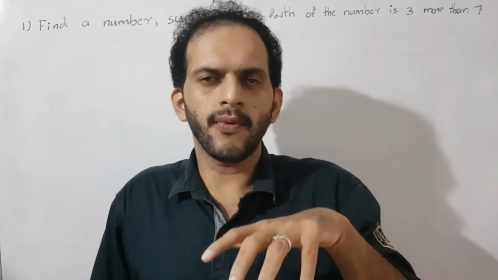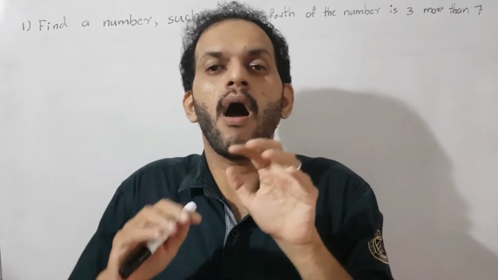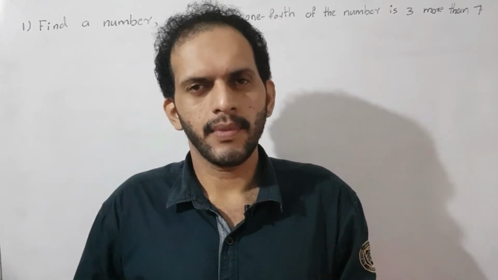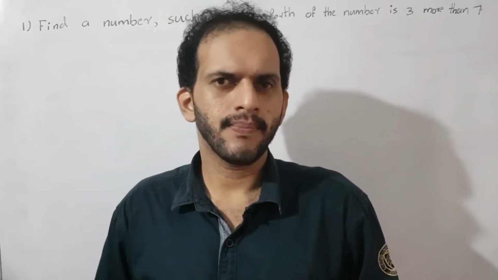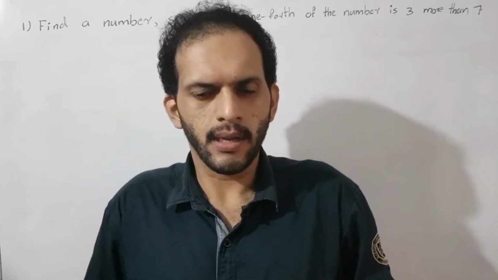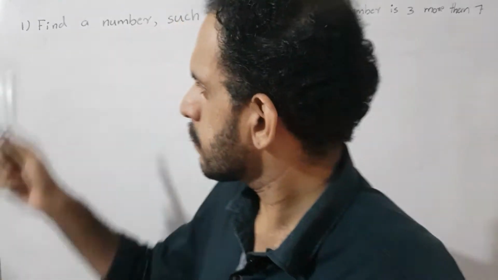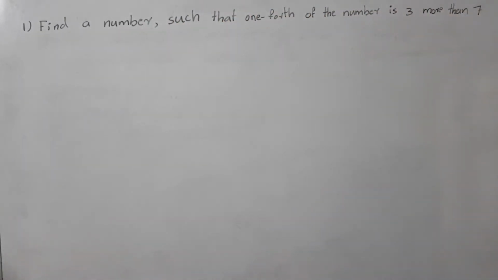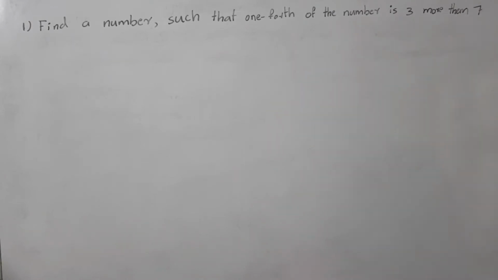Here we are discussing the idea to form the equations and after how to solve them. Okay, we know how to create the equation based on the statements, and if we get the equation, then how to solve them. Correct. Here we join together these two ideas and we do the work. The first example is like this: find a number such that 1/4 of the number is 3 more than 7.